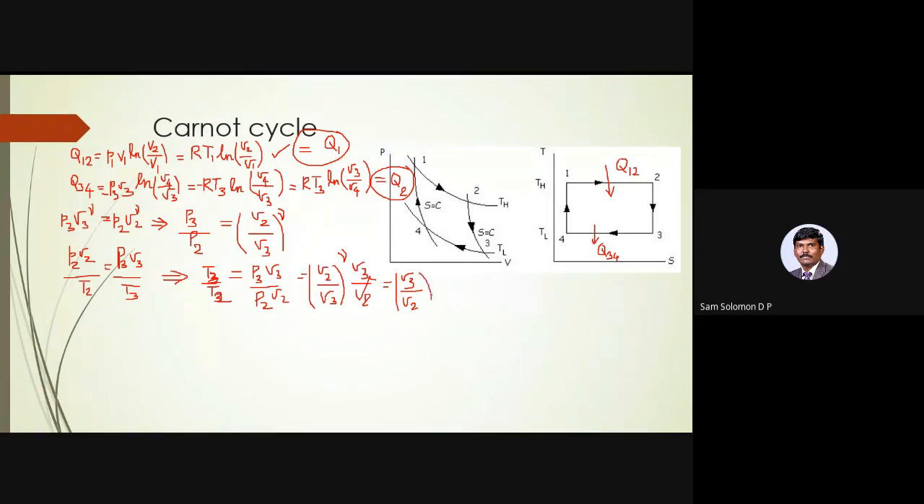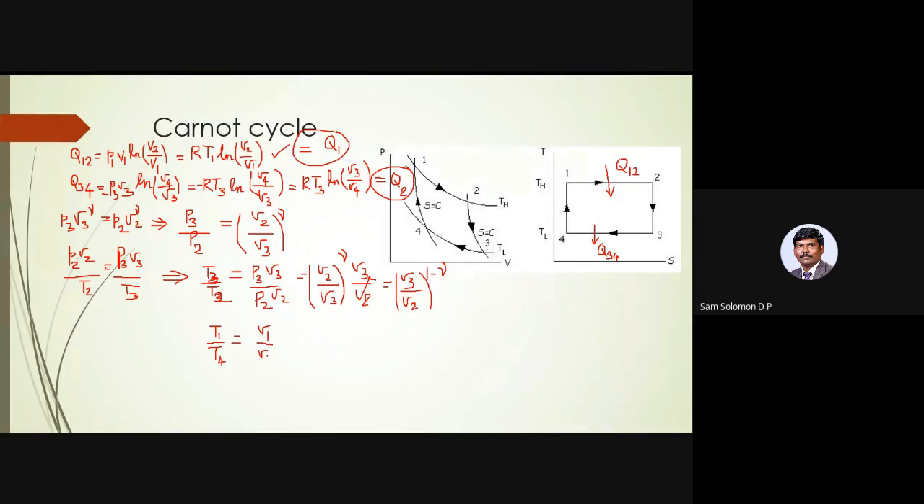Okay, so similarly we can do for process 4-1 also. So if you do for process 4-1, here I did T3 by T2. So for the other process, T3 is the final state and T2 is the initial state. So I can write this as T1 by T4, which is equal to, V1 will be the final state and V4 is the initial state.